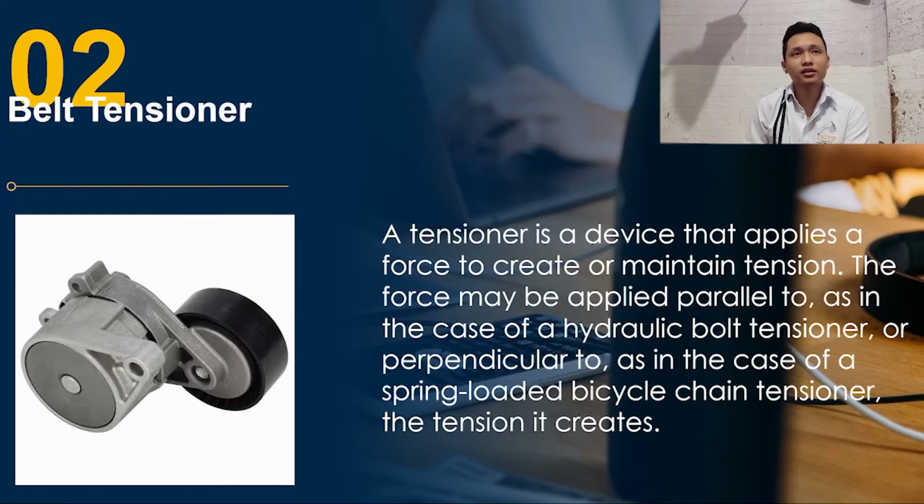So next is the belt tensioner. A tensioner is a device that applies a force to create or maintain tension. The force may be applied parallel to, as in the case of a hydraulic bolt tensioner, or perpendicular to, as in the case of a spring-loaded bicycle chain tensioner.